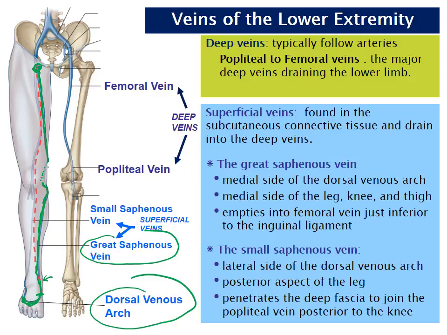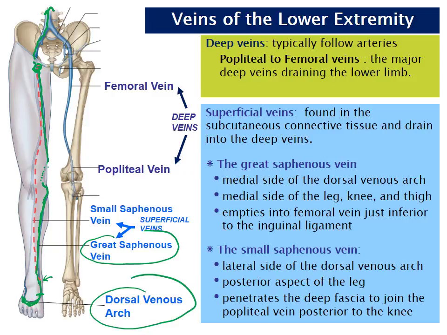So it crosses through an opening in the fascia lata called the saphenous ring. And then it goes into that femoral vein, which ends up going up through the common iliac vein and then up into the inferior vena cava.